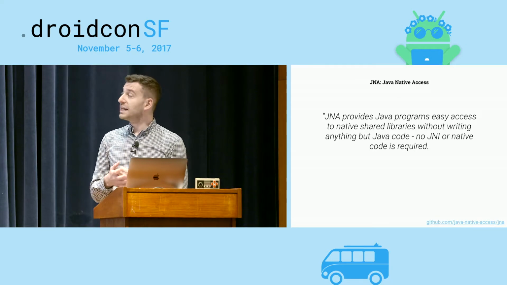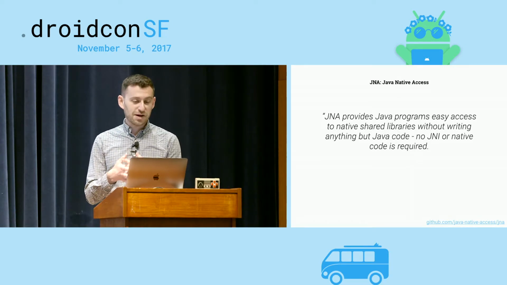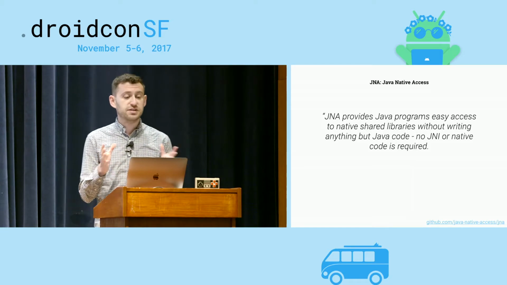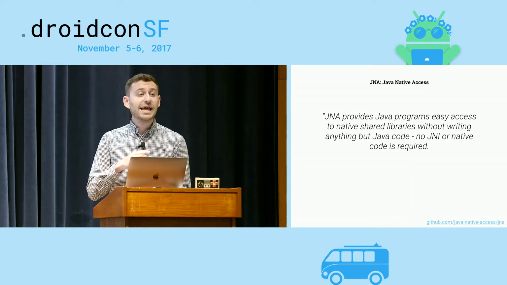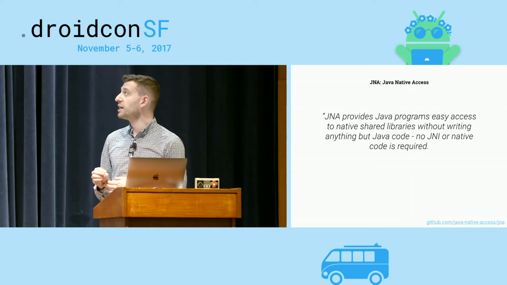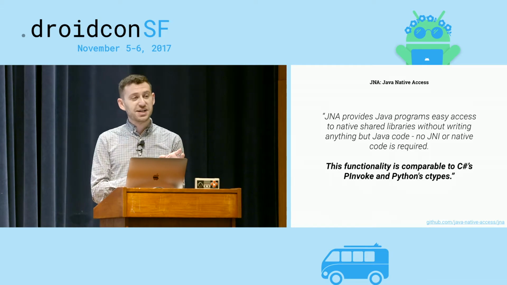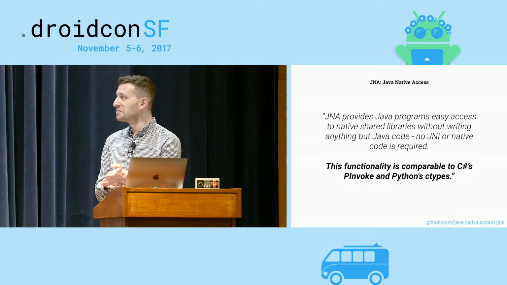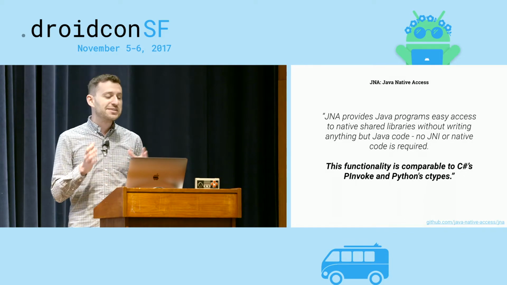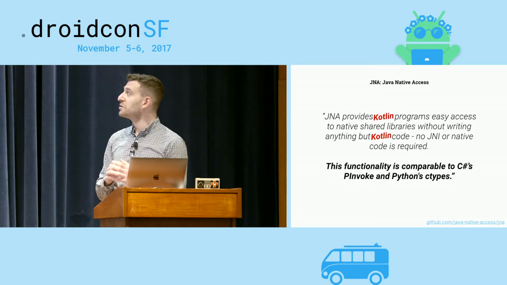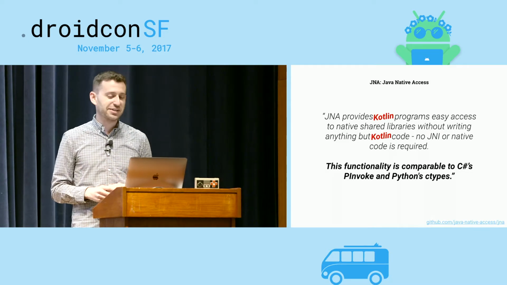So letting JNA's README describe itself for a moment, JNA provides Java programs easy access to native shared libraries without writing anything but Java code. No JNI or native code is required. It goes on to say this functionality is comparable to C# P/Invoke and Python ctypes. So this sounded like exactly what I was looking for. And one note, anytime you see the word Java, just replace that with Kotlin in your head.